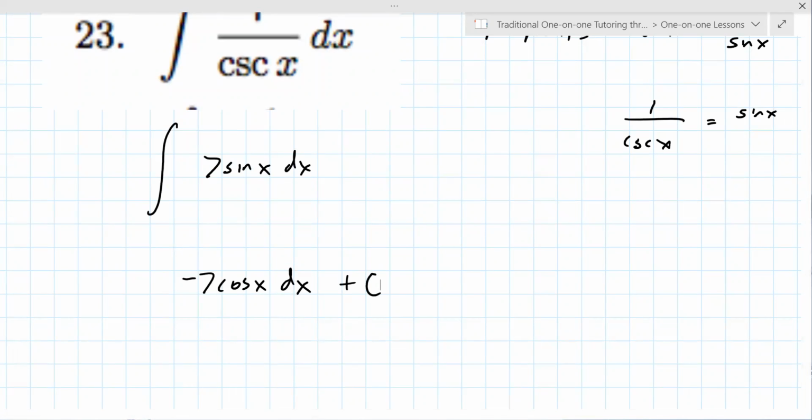24 is really similar. You can look at that on your own. Let's go to 27, I guess.